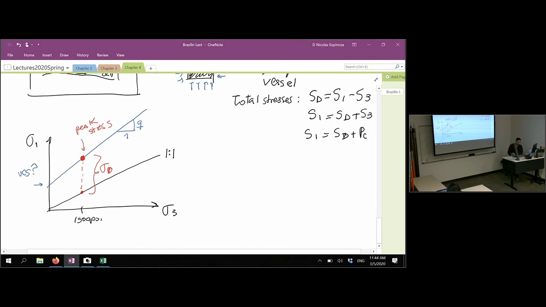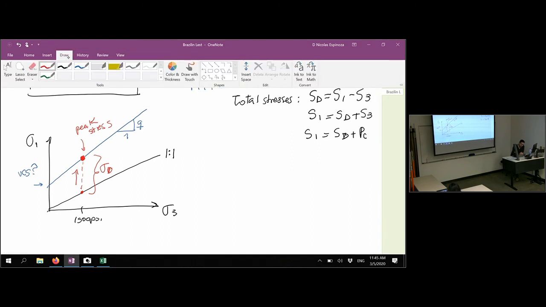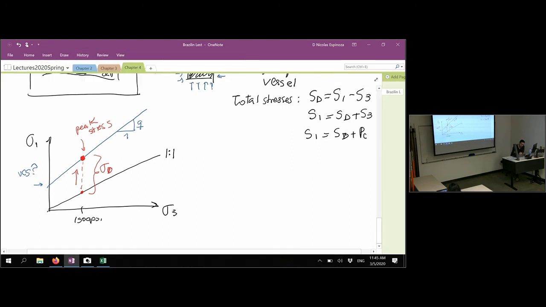All right. So how is that deviatoric stress if it's a constant sigma 3? Because sigma 1 is increasing. Sigma 1 is increasing here all the time, as we go up. That's a good question. Actually, here this is sigma 1, but this is the peak sigma 1, that particular value. Does it make sense?